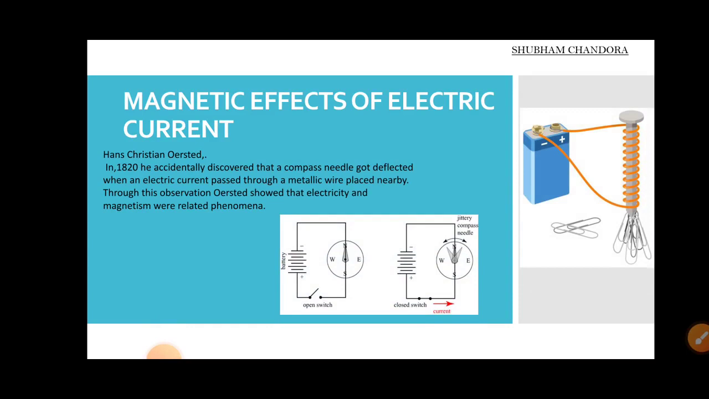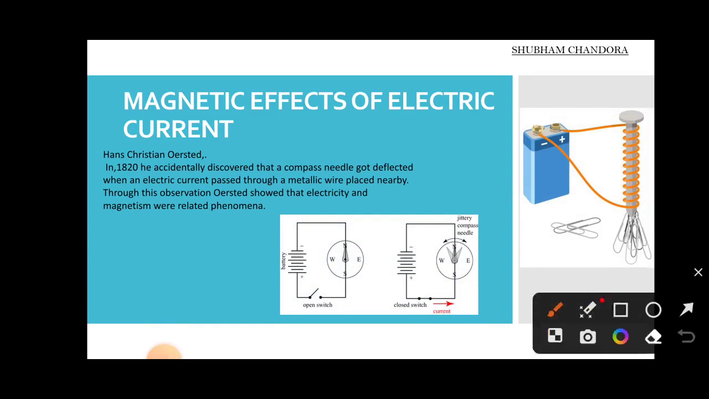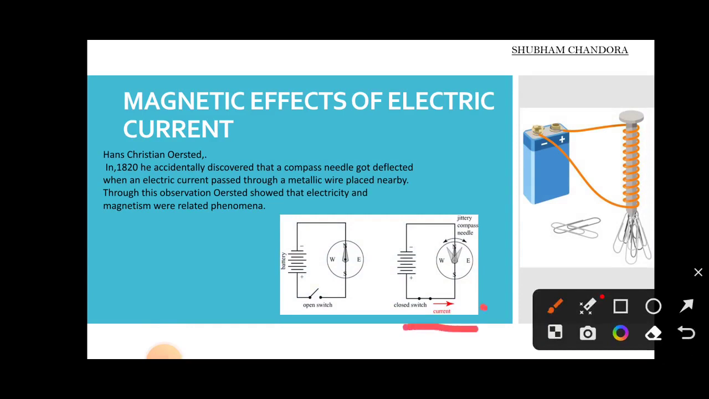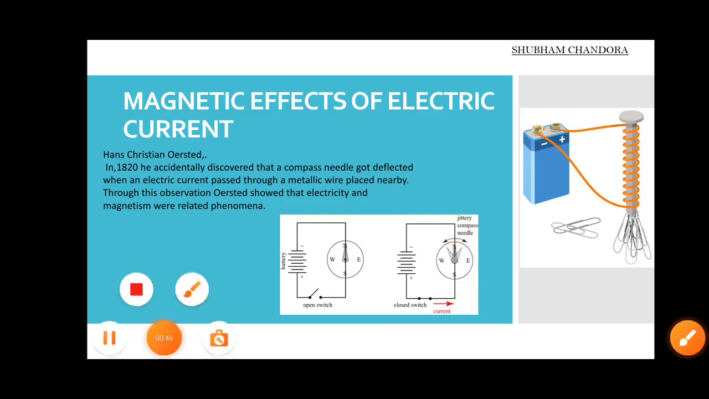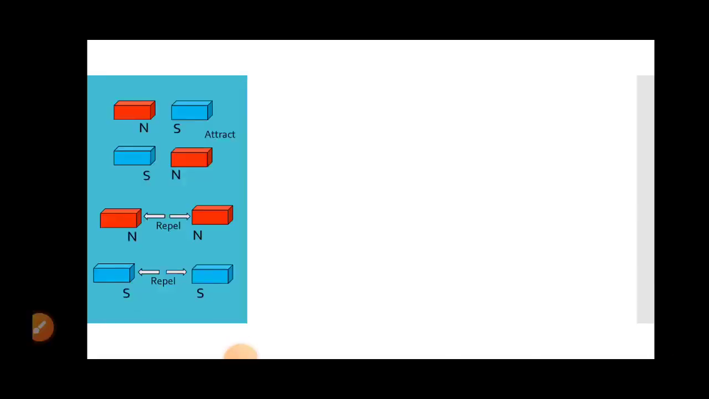As we can see in the figure, when the current flows, the needle gets deflected. In the case of two magnets, if a north pole and a south pole face each other, they will attract. In the second case, if both magnets have a north pole or both have a south pole facing each other, they repel.